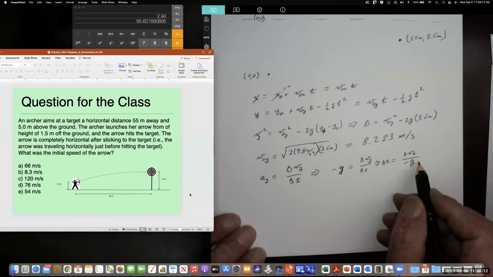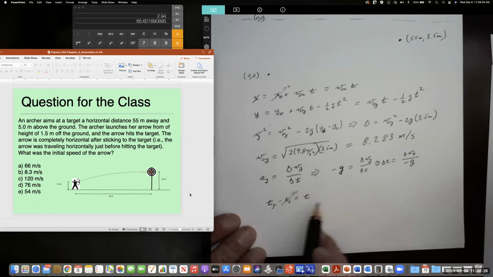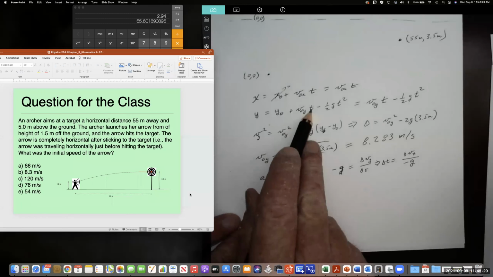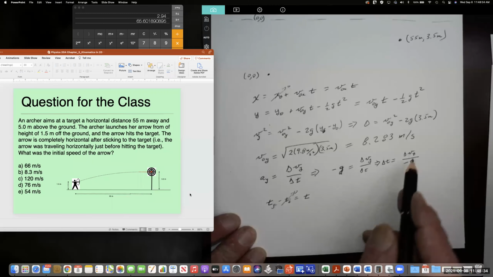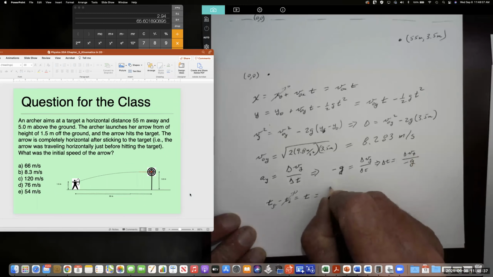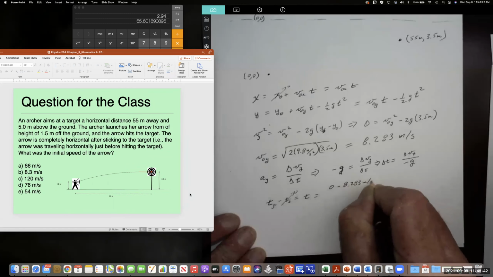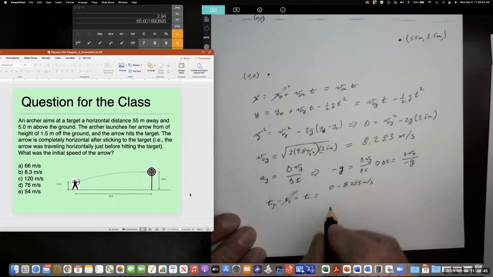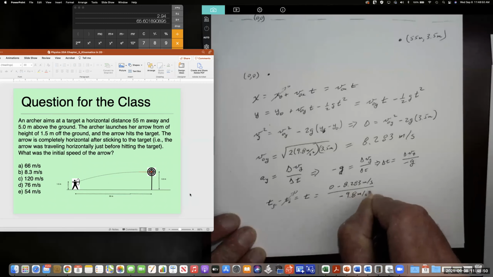Delta t is t final minus t initial, and t initial is 0, so we're just going to write that as t, because we started at time equal to 0. Delta v sub y is equal to 0 minus 8.283 meters per second, v final minus v initial, over minus 9.8 meters per second squared.